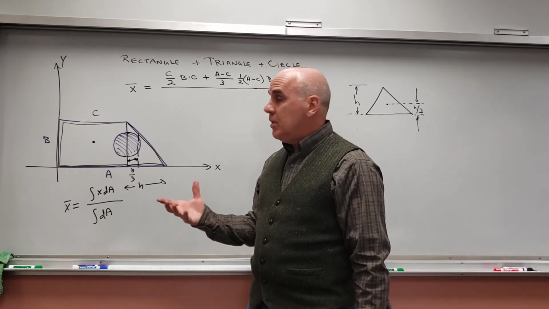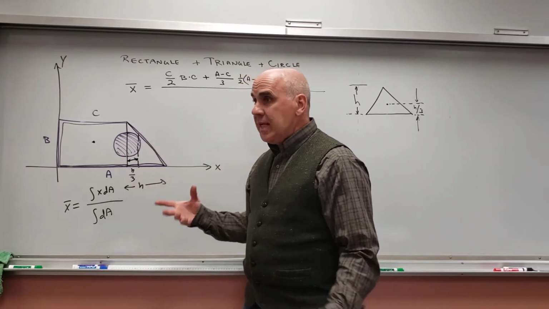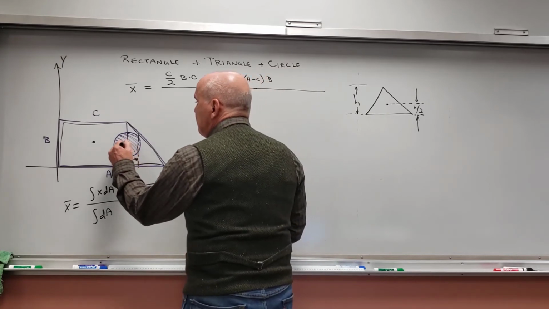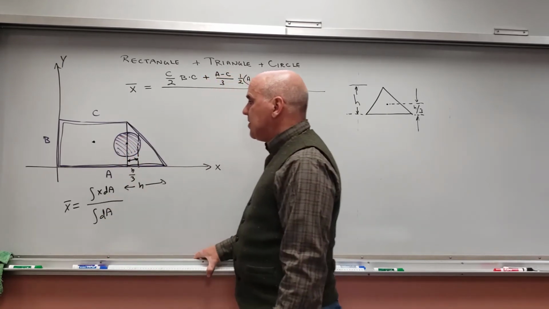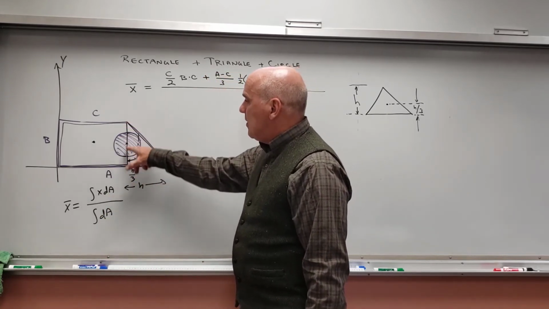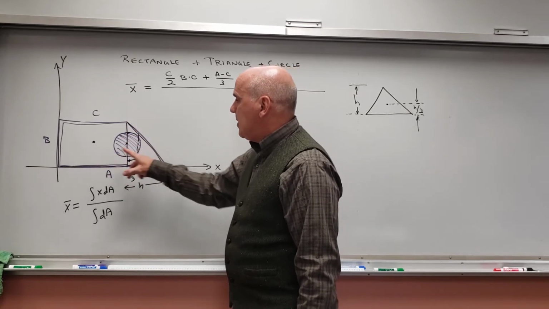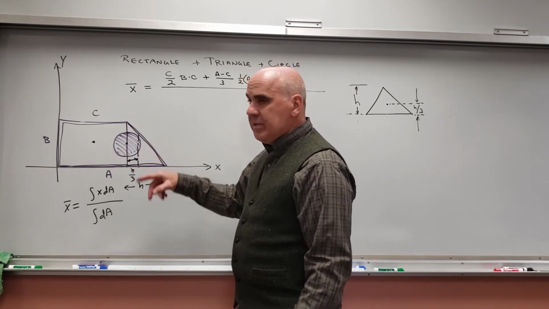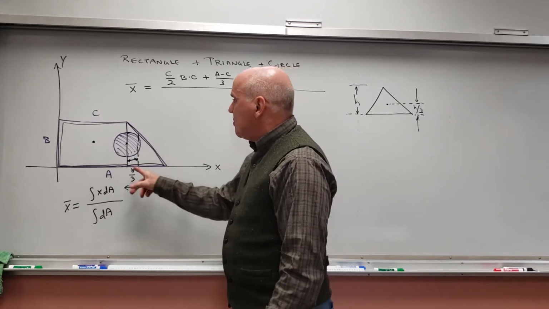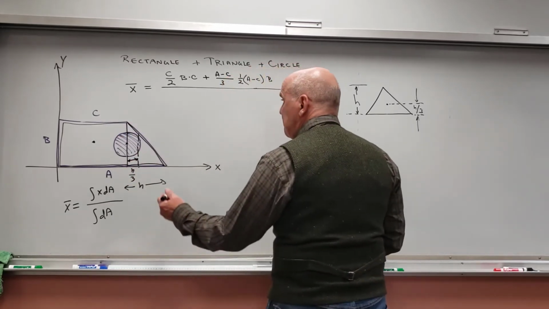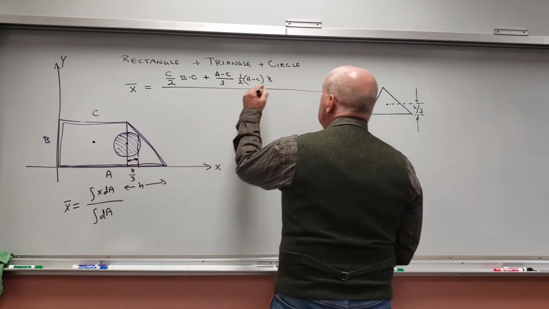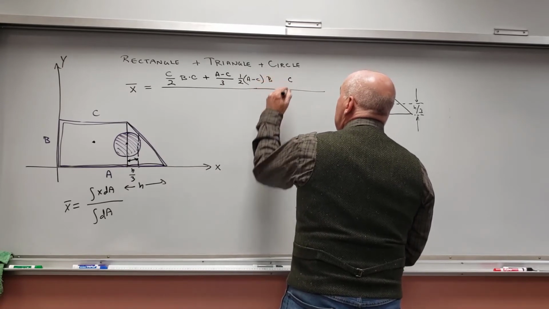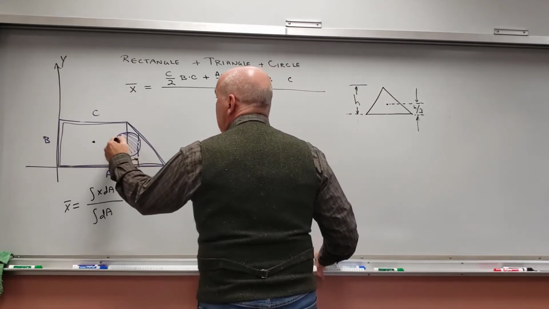Now I need the circular hole, and so that's going to be right here at the center. So I'm going to assume that I've designated the center of the hole on this line joining the rectangle to the triangle. That's going to be stipulated in the problem. So that's at the position C. So the centroid of the circle is at position C. And then the area is pi r squared.